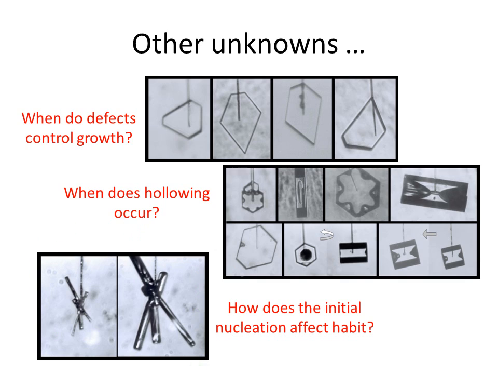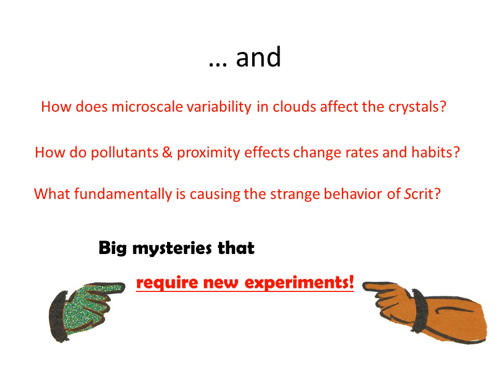Down here, when droplets freeze fast enough or large enough, they may become polycrystalline bullet rosettes, like these. The initial nucleation seems to affect habit in other ways, but this hasn't been mapped out very well. And how does that microscale variability in clouds affect the habit? And what about pollutants and proximity to other crystals and droplets? And fundamentally, what is causing this strange behavior of S crit? All mysteries that require new experiments.